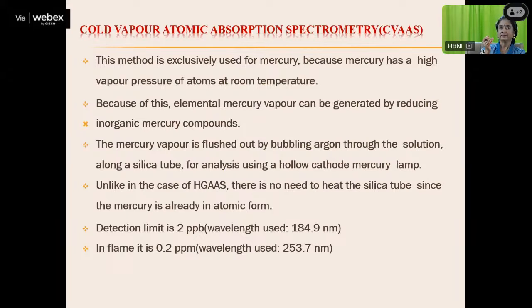In the flame it is 0.2 ppm. You can see, 200 ppb. So the detection limit is very good in CVAAS for mercury. And the wavelength used in the flame is 253.7 nanometer. There you cannot use 184.9 nanometer because in the flame all the other gases will be present, decomposition products of your fuel, oxidant, and your sample, which may absorb in this range. Therefore, there you cannot use the 184.9 nanometer line.